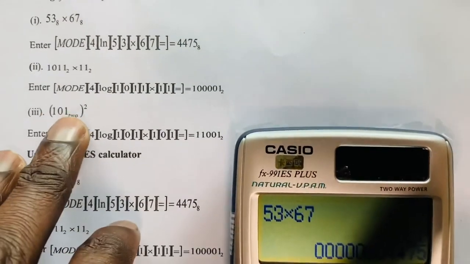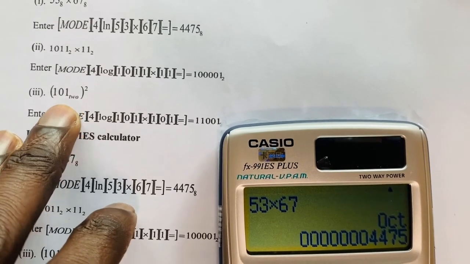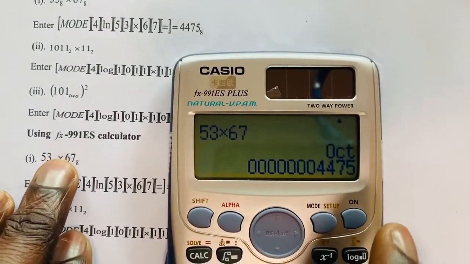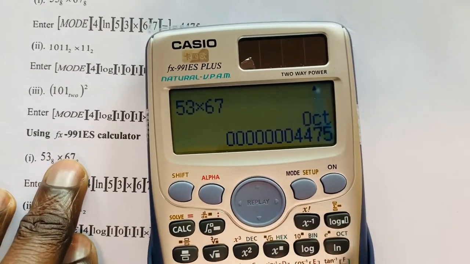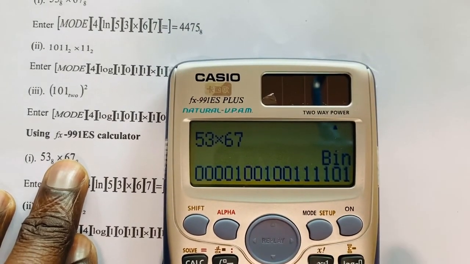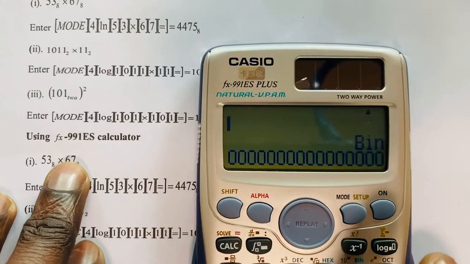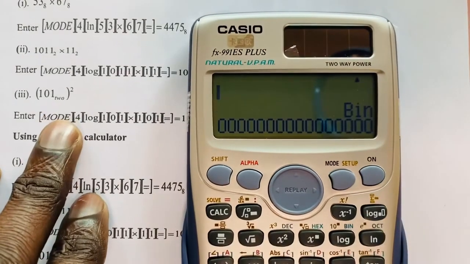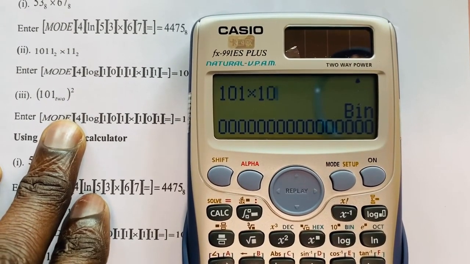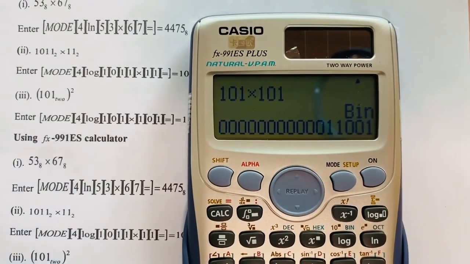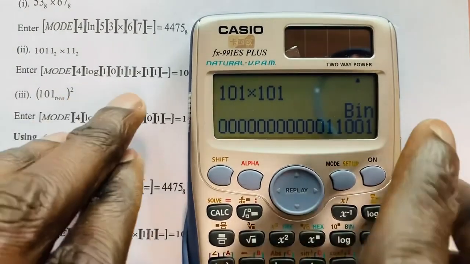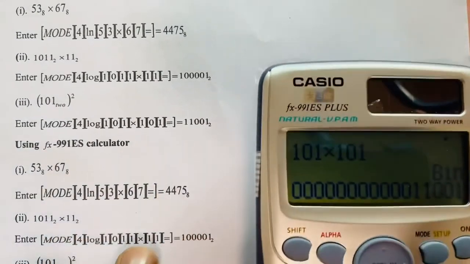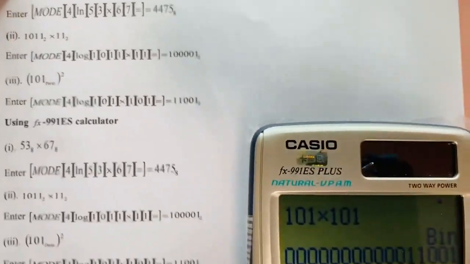And we have one here with a multiplication sign. It's 101 base 2 squared. So you just multiply it by itself and you have the answer. Changing the function to binary first, go to AC to get the reset done, and you enter the values as quickly as possible. So 101 times 101 gives the answer as 11001, as we have here. So it's the same as the rest.